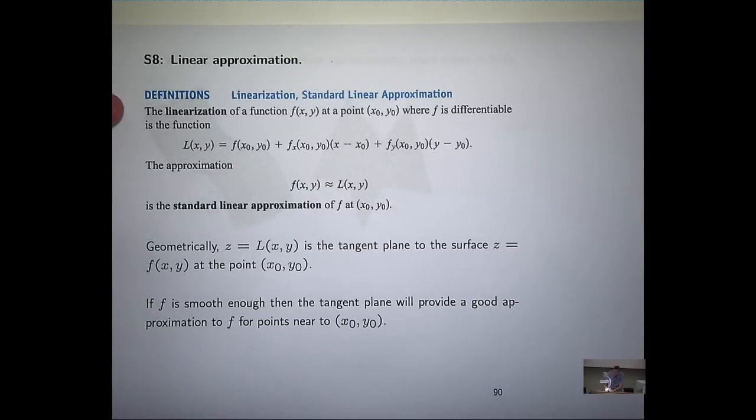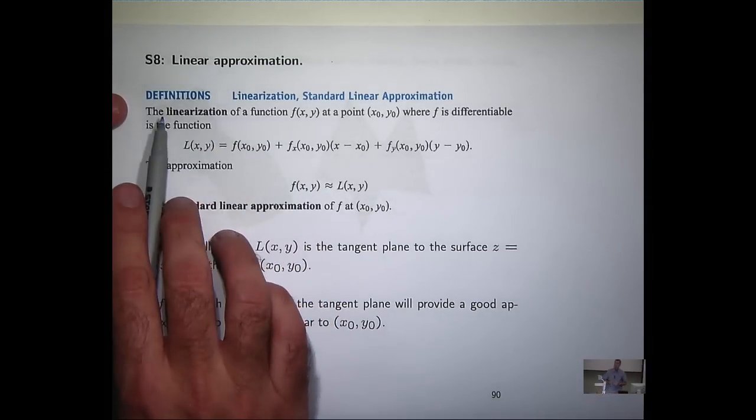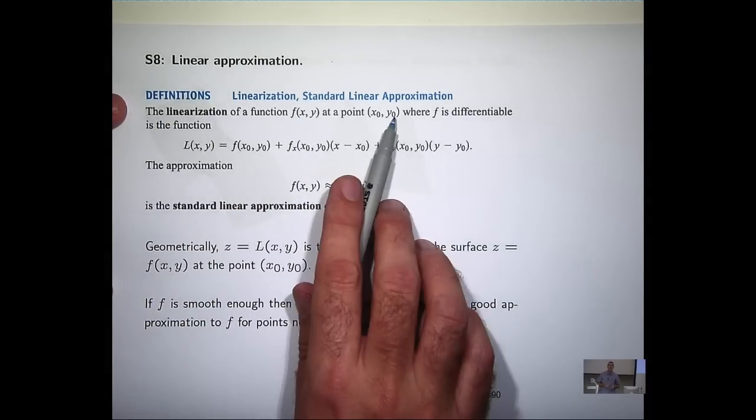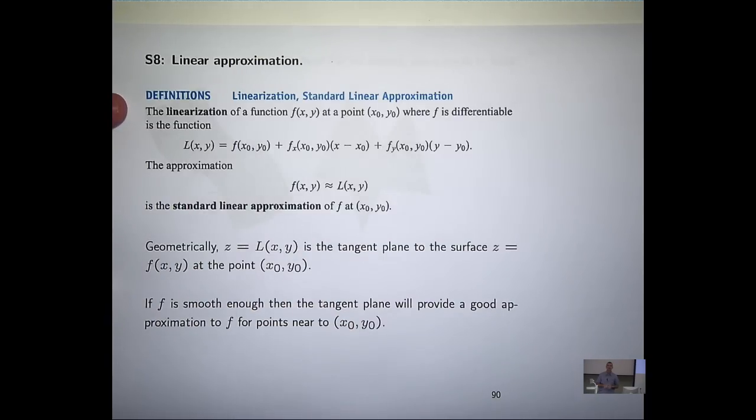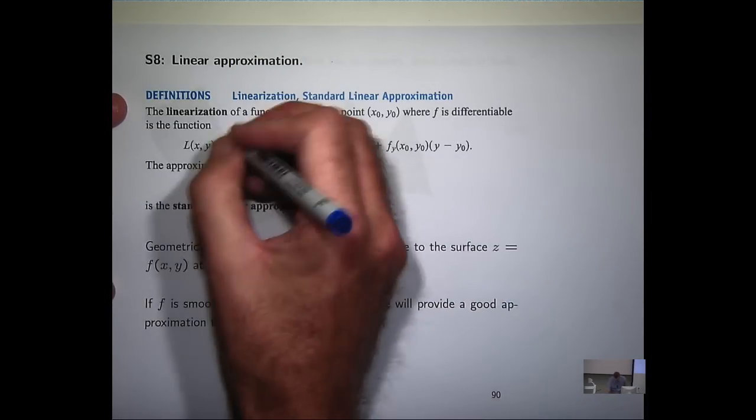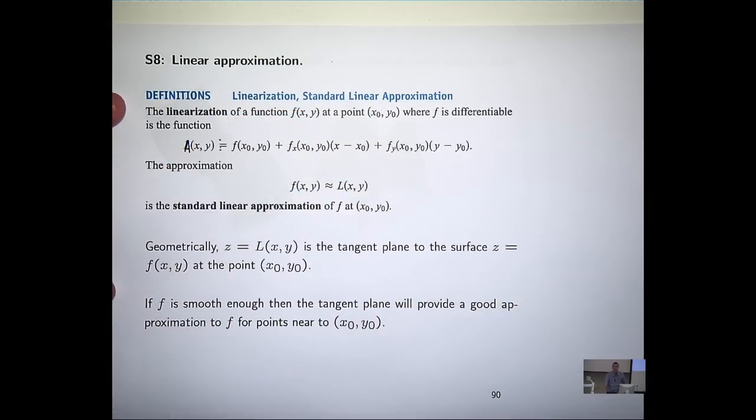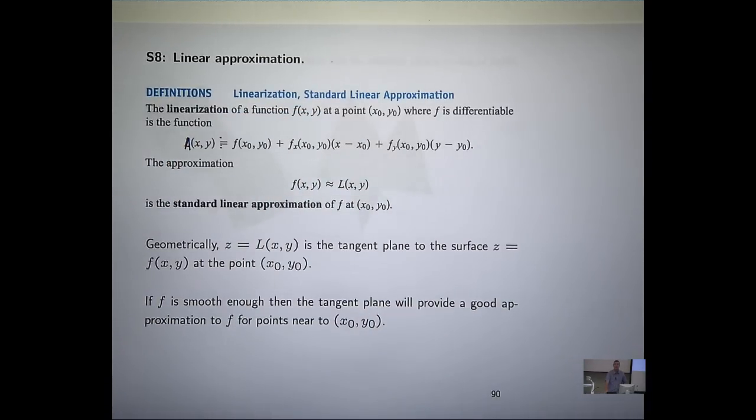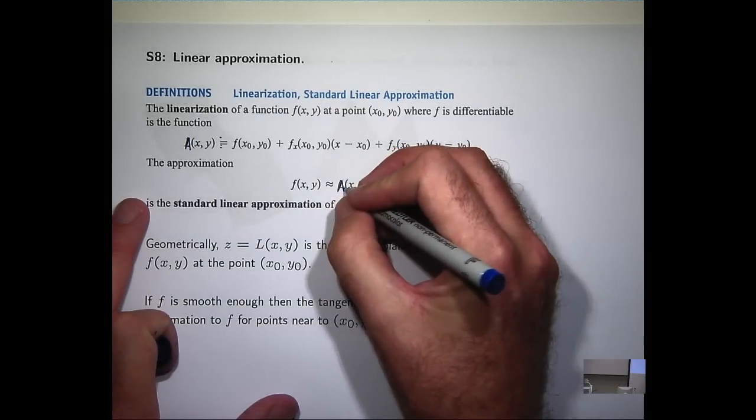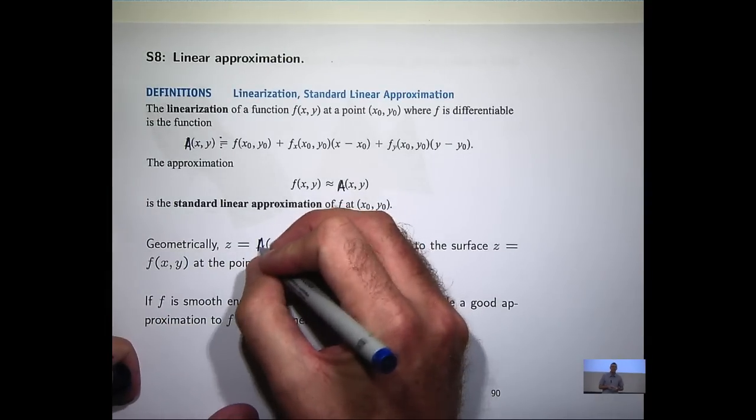Let's start with the definition. The linearization of a function f at a point, assuming f is differentiable, is the following function. Now, I'm actually going to change the notation here to an A. I don't like that L because you might confuse it with the linear operator from a few lectures ago when we talked about differentiability. So I'm going to go through and change these big L's.